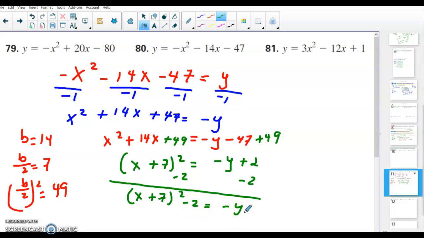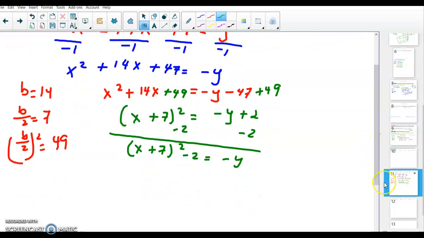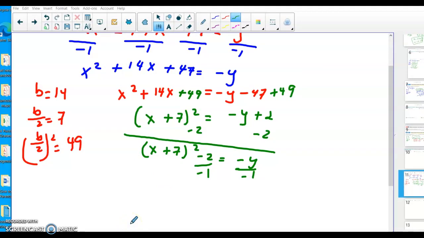So I need to get rid of that negative sign on the y. So how do I do that? I'm going to multiply or divide, doesn't matter which, by a -1. Okay, so it doesn't matter which, I can multiply or divide. So let's do divide just because it's easier to see, I think.